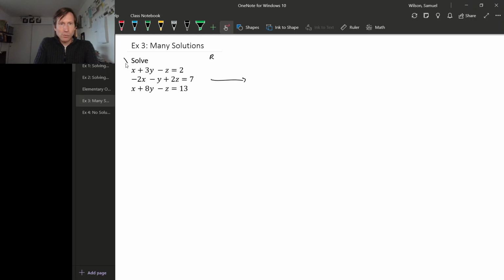So maybe the first thing to do would be to take the second row, right? We already have 1 times x in this upper left-hand position. So let's take the second row and zero out the x's by adding 2 times the first row. And also we can take the third row and subtract the first row. And that'll zero out the x's there as well. So our first equation isn't changing. X plus 3y minus z equals 2.